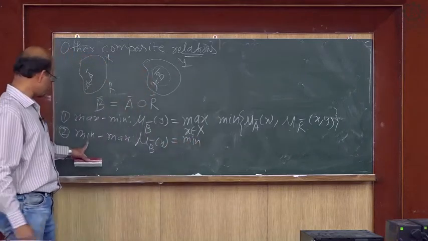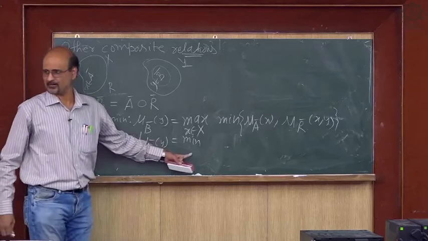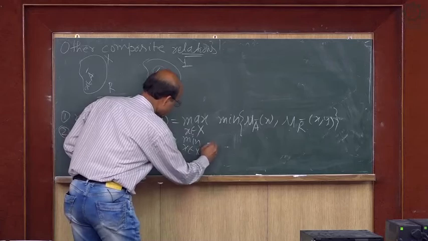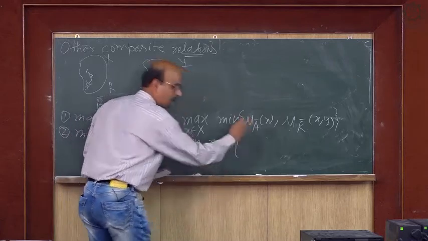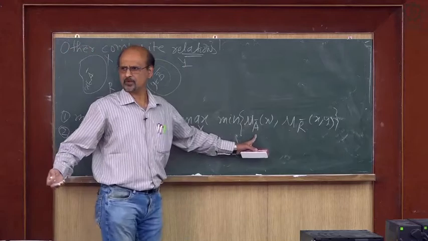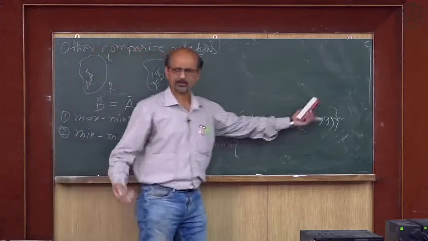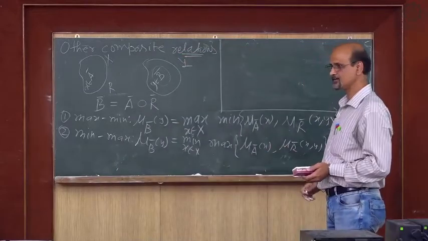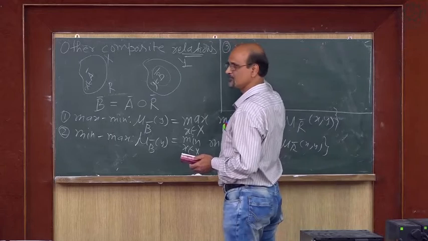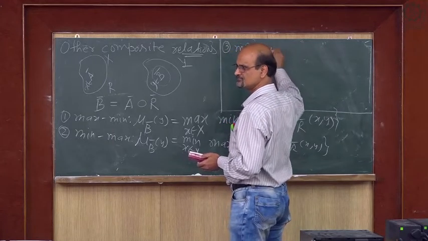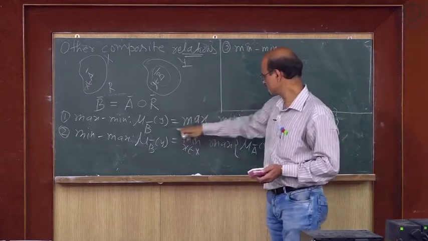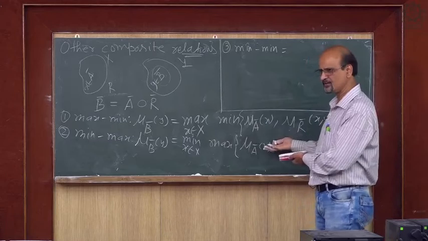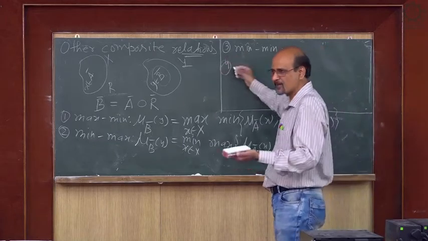So, in this case, because it is min max, so min first, x belongs to X, same, x belongs to X and max of what? Same, mu A bar x and mu R bar x y. Okay. Then we have min min. See, min min means mu B bar y is min of x, x belongs to X, and then min. Similarly, we should have max max.